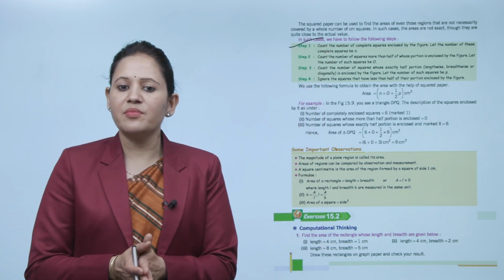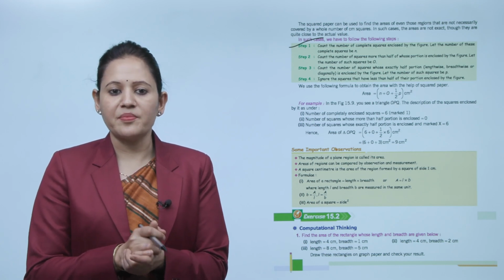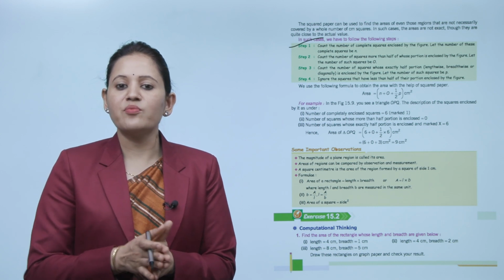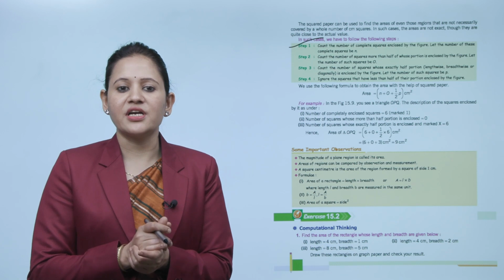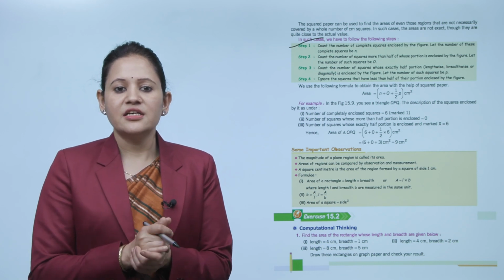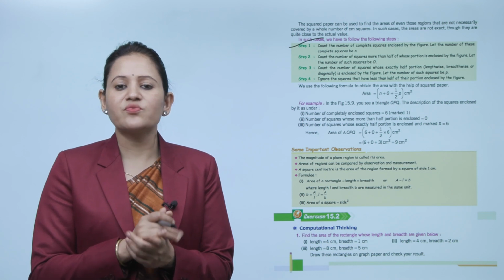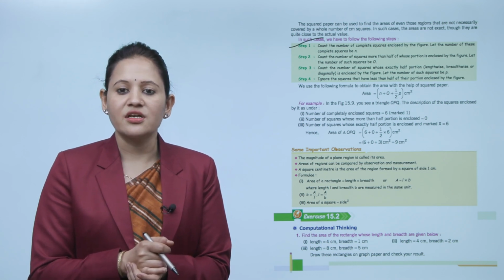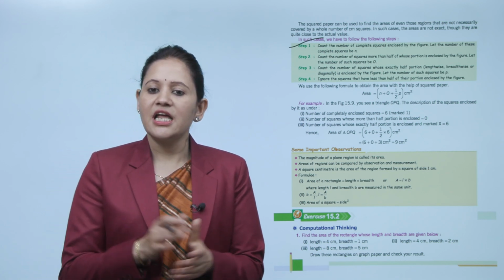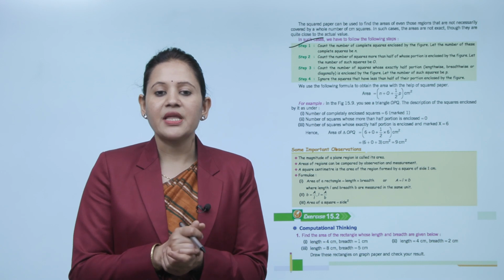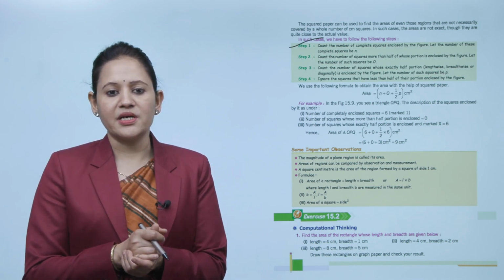Step 1. Count the number of complete squares enclosed by the figure. Let the number of these complete squares be N. Step 2. Count the number of squares more than half of whose portion is enclosed by the figure. Let the number of such squares be O. Step 3. Count the number of squares whose exact half portion, lengthwise, breadthwise or diagonally, is enclosed by the figure. Let the number of such squares be P. Ignore the squares that have less than half of their portion enclosed by the figure.